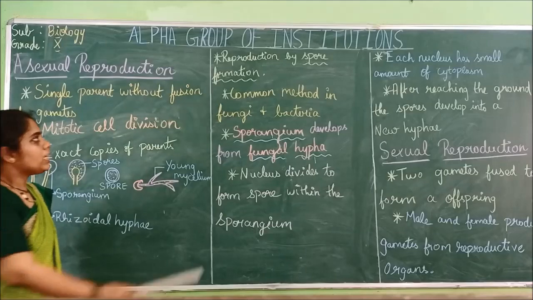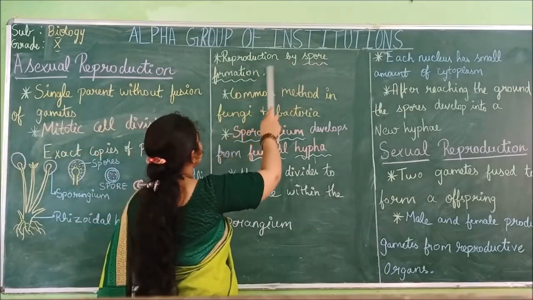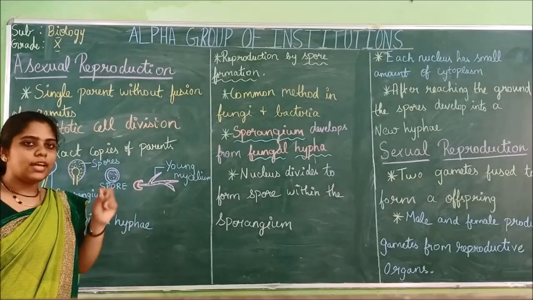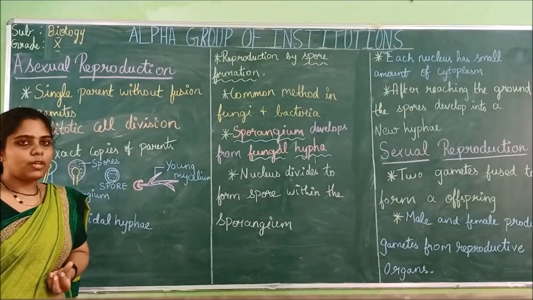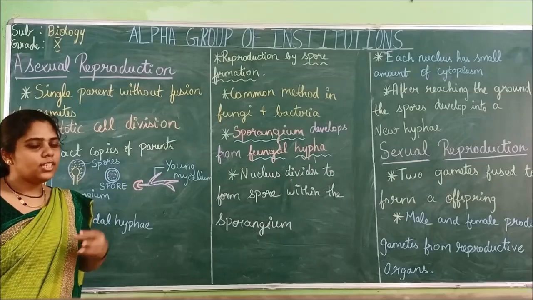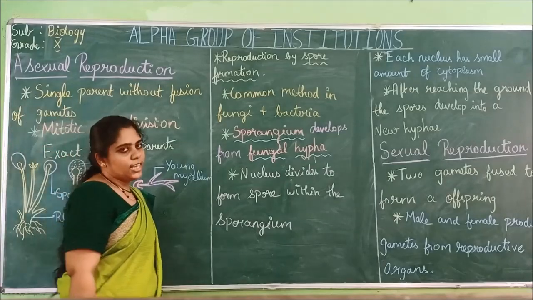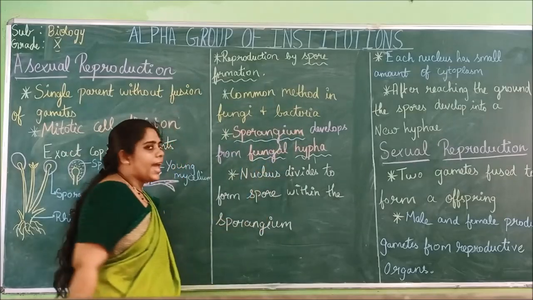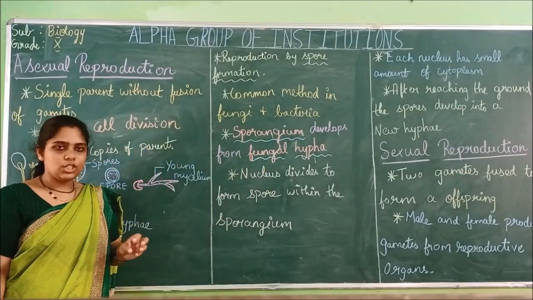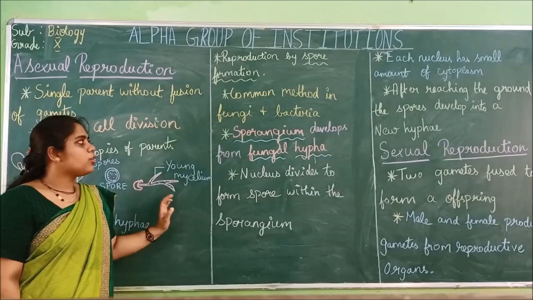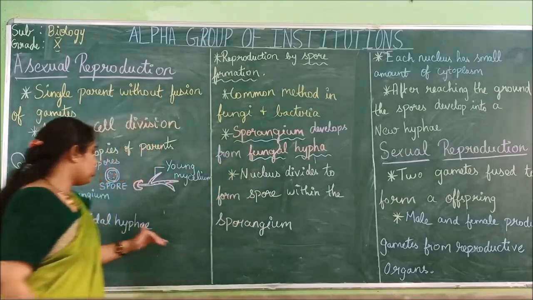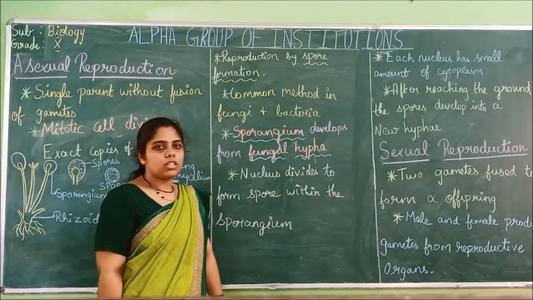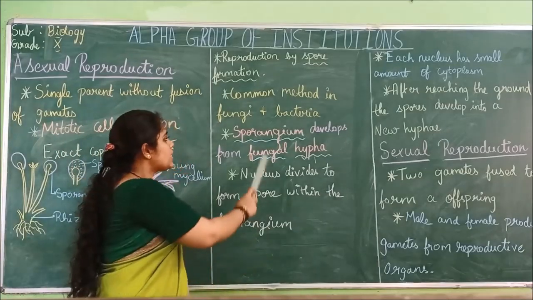Reproduction by spore formation. In asexual reproduction, spore formation is a common method in fungi and bacteria. This usually happens in fungi, as I told you about hyphae. In bacteria also, asexual reproduction takes place.